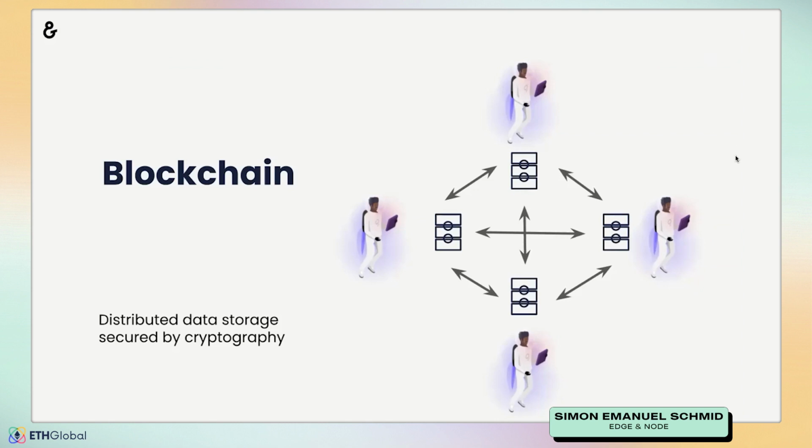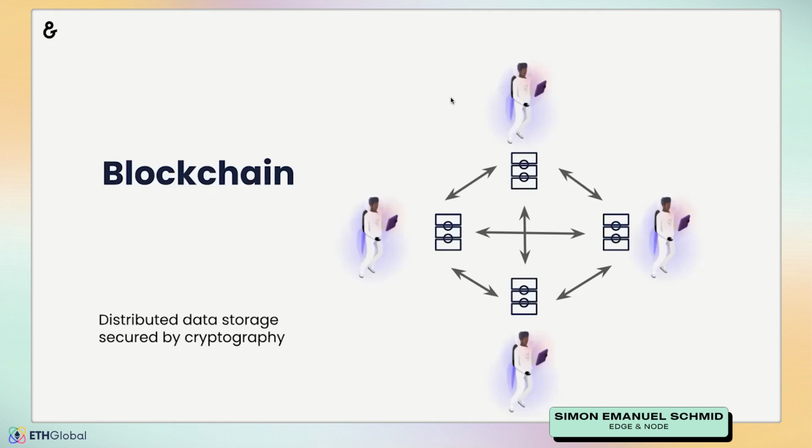So let's quickly define the concept of a blockchain again. Basically, a blockchain is a distributed data storage secured by cryptography. That means all the transactions are in blocks, and a hash is computed over those transactions. That makes a block, and the block is always linked to its previous block. That makes the whole thing tamper-proof, so you can never change one thing.